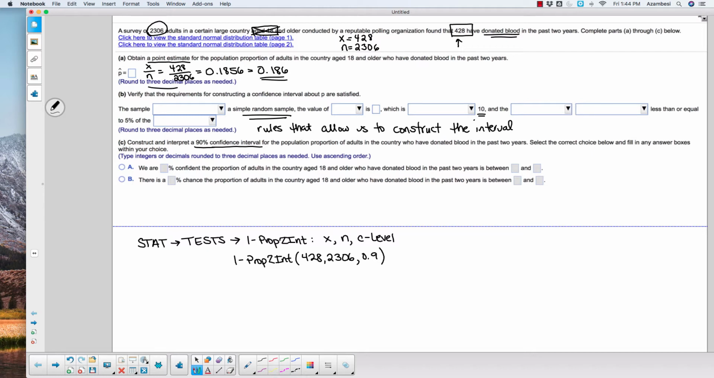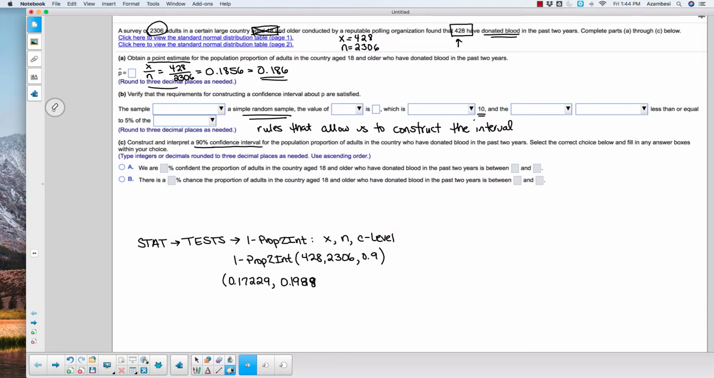It gives it to you as a proportion. So what you're going to get is a decimal, and if I calculate that really quickly, the decimals that it gives me are 0.17229 to 0.19892. If I'm rounding to 3 decimal places, then it would round to 0.172 to 0.199.